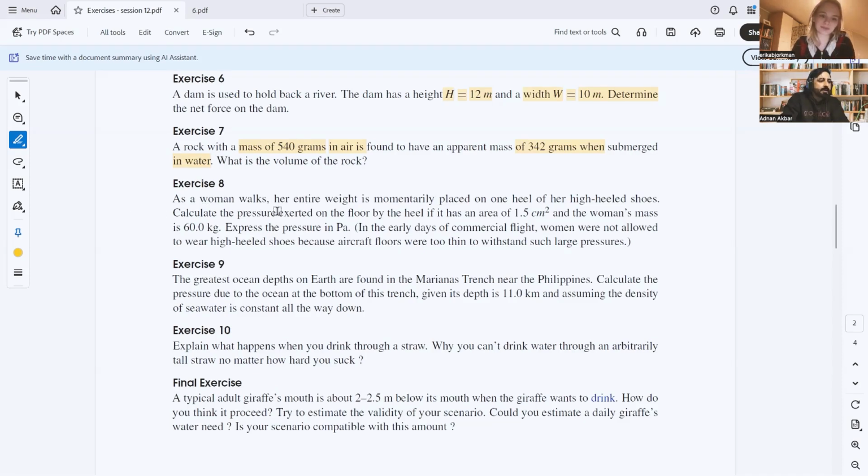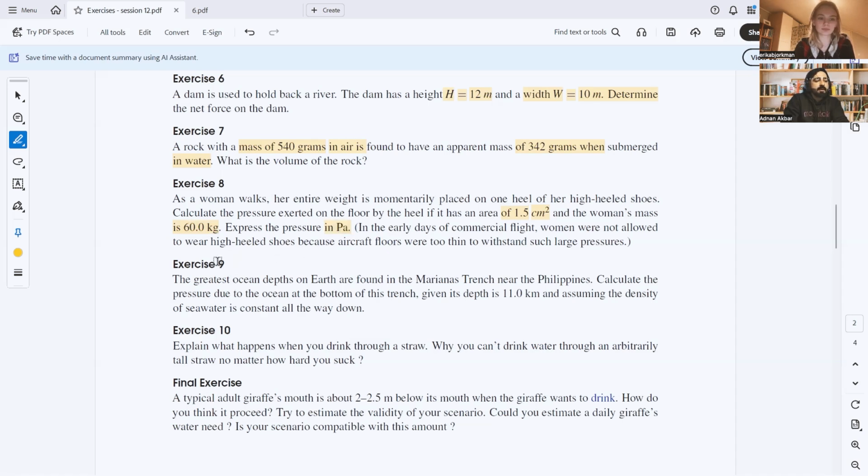A woman walks, and her entire weight is momentarily placed on one heel of her high-heeled shoes. Now they're talking about the pressure. You can see she is balancing her overall weight just on the heel. Calculate the pressure exerted on the floor by the heel if it has an area of 1.5 cm square and the woman's mass is 60 kg. Express the pressure in Pascal.